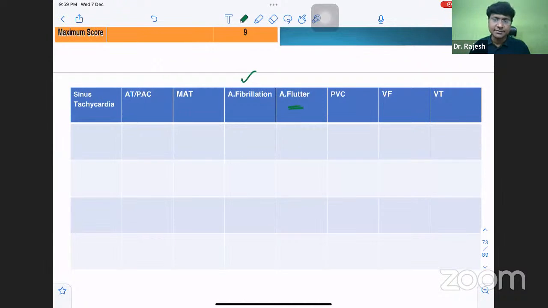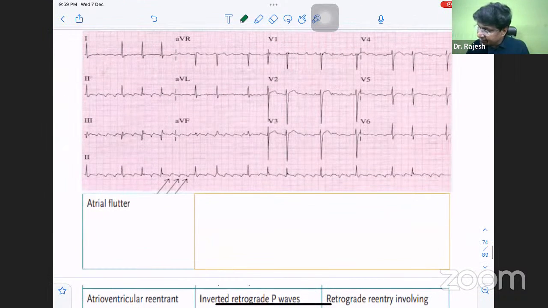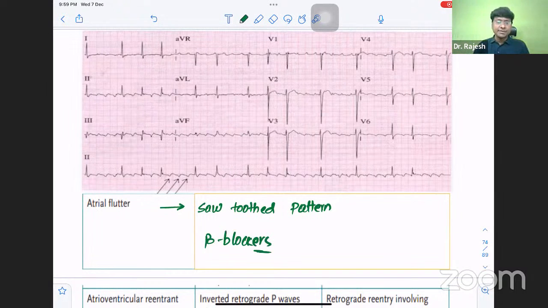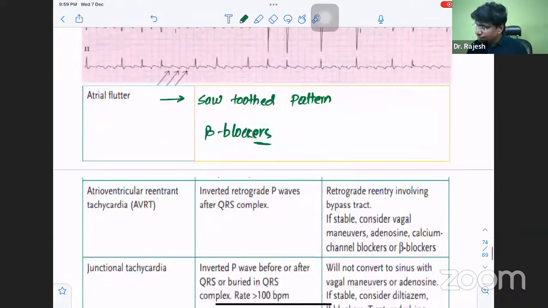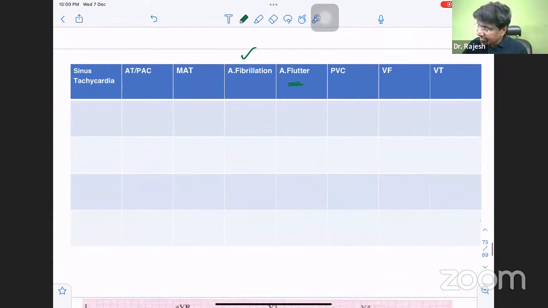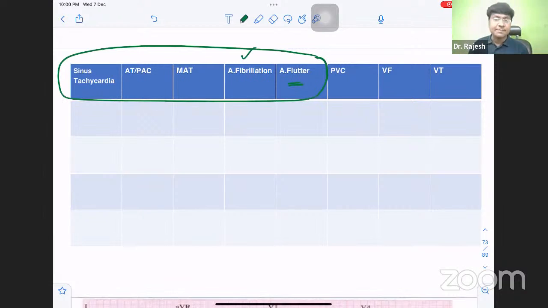Then coming to atrial flutter. In case of atrial flutter, what will be the characteristic ECG? You have a sawtoothed pattern of P waves. And what will be the treatment? That will be beta blockers, or you can also give the calcium channel blockers. But what is the difference between atrial fibrillation and atrial flutter? In case of atrial fibrillation, you don't have identifiable P waves. What you have there is the fibrillatory waves. Whereas in atrial flutter, the P waves will be of sawtoothed pattern. And treatment is beta blockers or calcium channel blockers. So that is about the atrial etiologies or atrial pathologies which can present with palpitations.